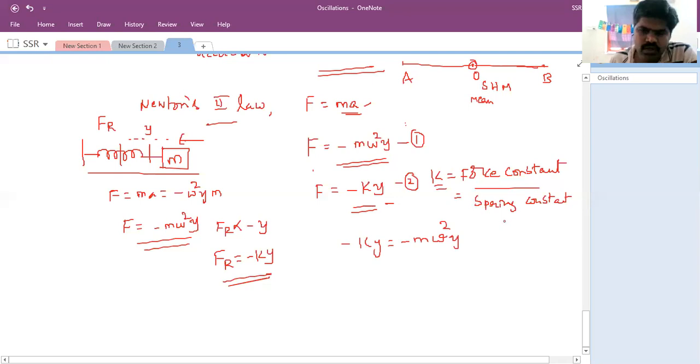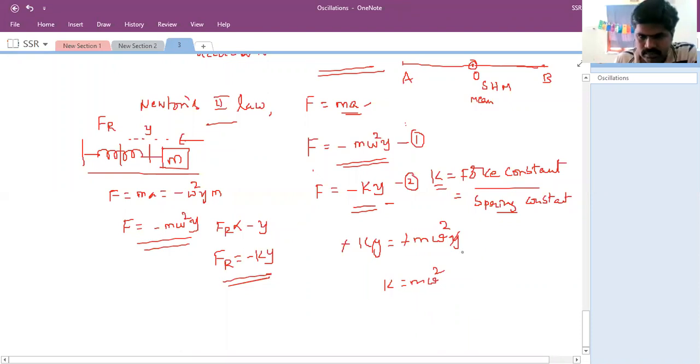In general, you can say force constant. For a spring, you can say spring constant. Then minus ky is equal to minus m omega square y, minus cancels, y cancels. Then what is the k value? K is equal to m omega square.